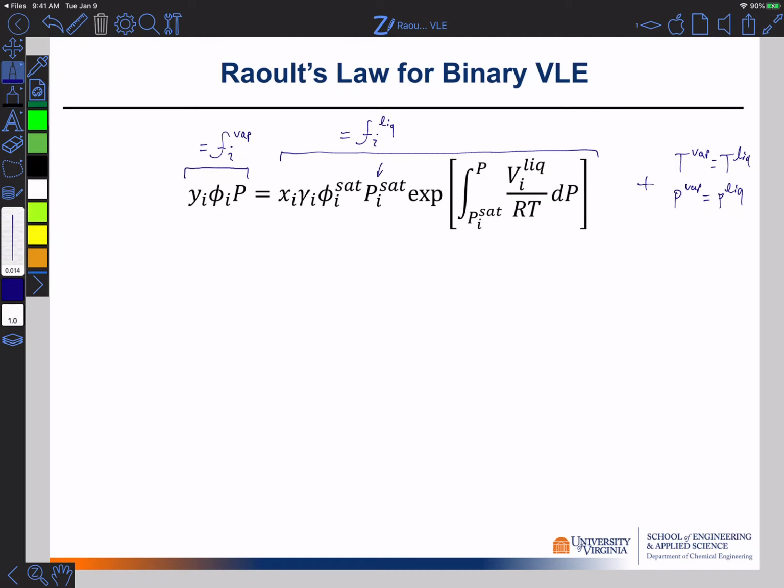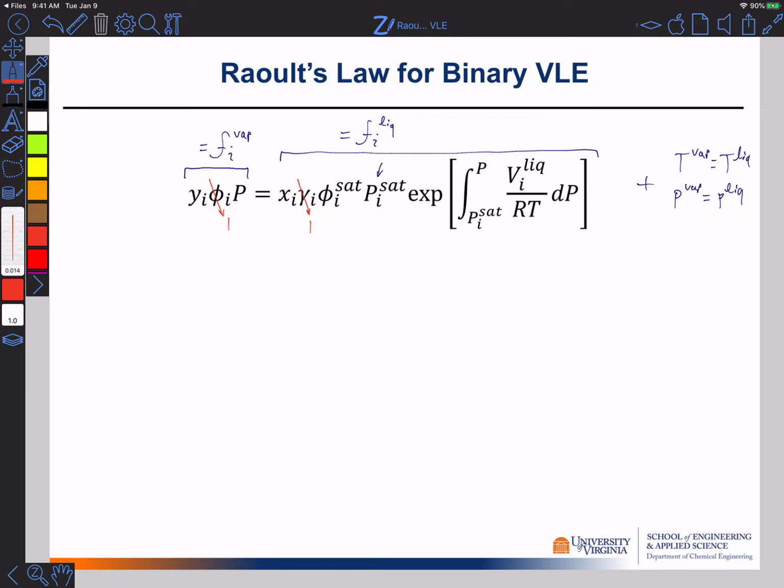And so we've talked a little bit about this before. In the vapor phase, the ideal gas assumption allows us to say that the fugacity coefficient goes to 1. The ideal solution assumption allows us to say that the activity coefficient goes to 1 because we don't have any non-ideality in the liquid phase.